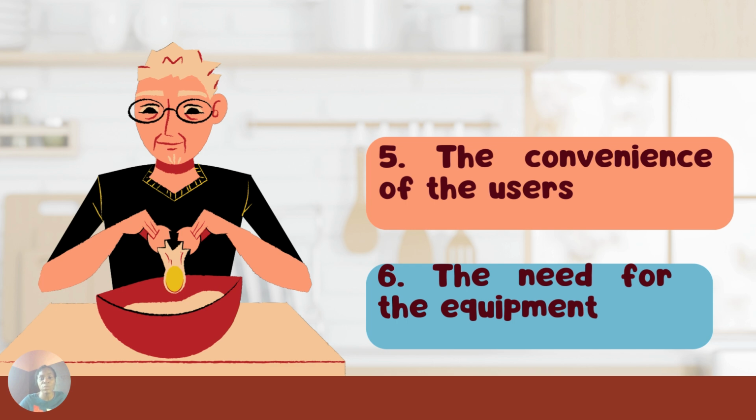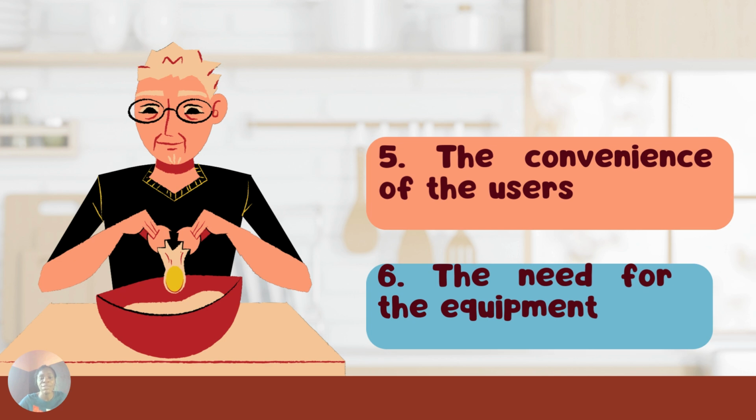Now we have the next one, which is the convenience of the users. The convenience, can the user, the person working in the kitchen, can he use this equipment? There's no need of buying a microwave oven when there's nobody that knows how to use it or it's not convenient for you. So you buy equipment that is convenient for you to use in the kitchen.